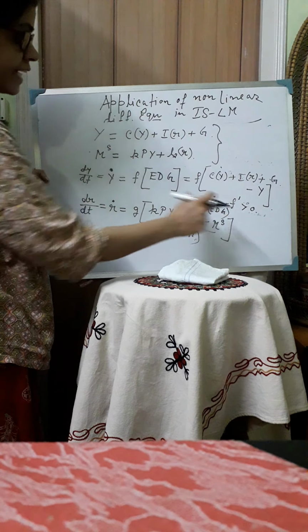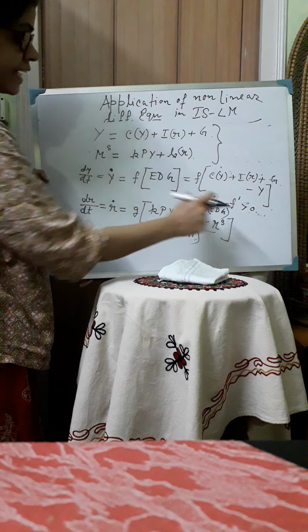Now what is dR/dY when Y dot is equal to 0, and what is dR/dY when R dot is equal to 0? Now in the goods market, the equation is Y dot is a function of excess demand for goods, that is CY plus I(R) plus G minus Y.